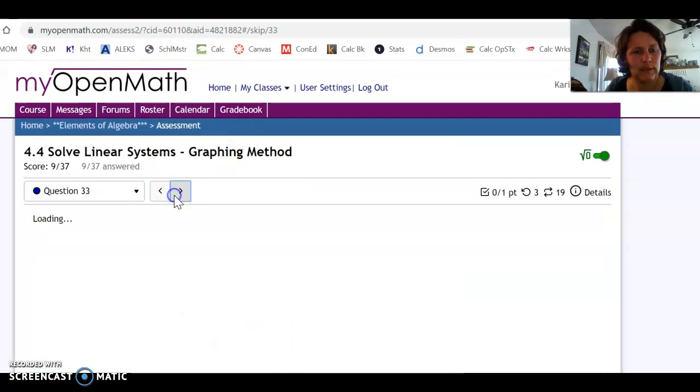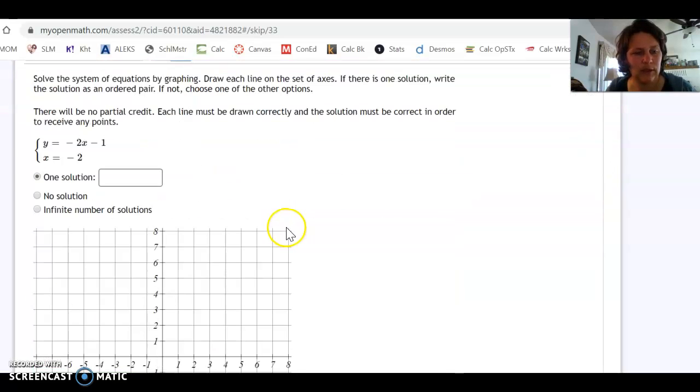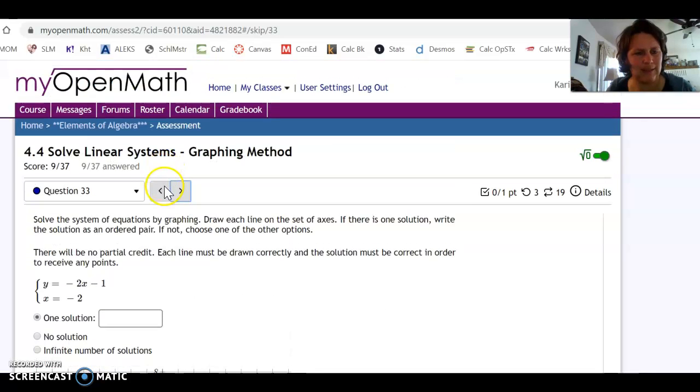Perfect. And let's look at 33. 33 is going to be the same. Actually, is it the exact same?